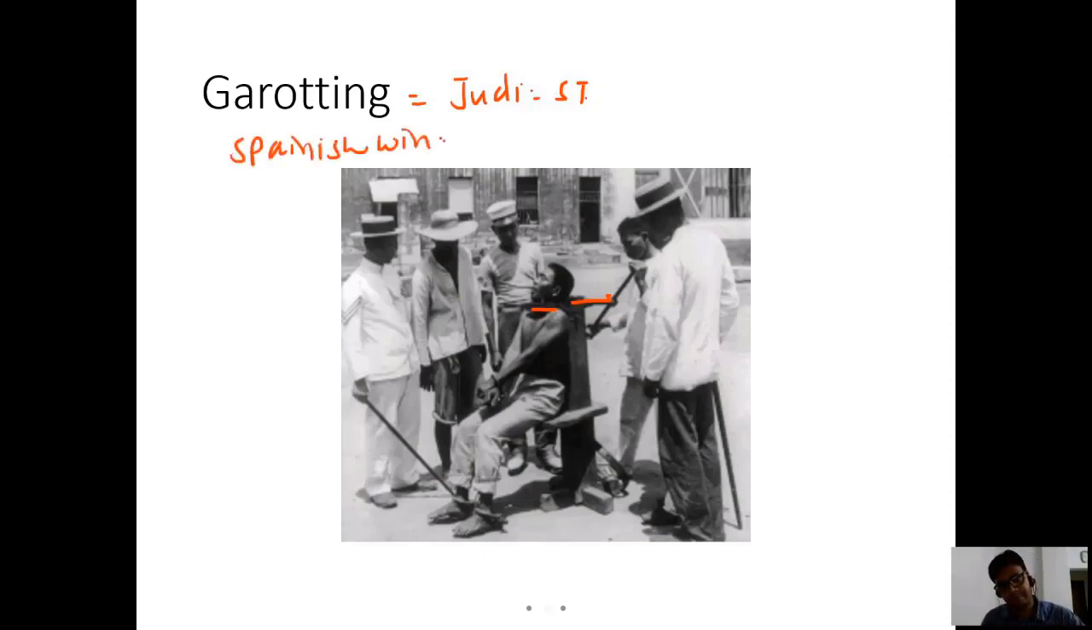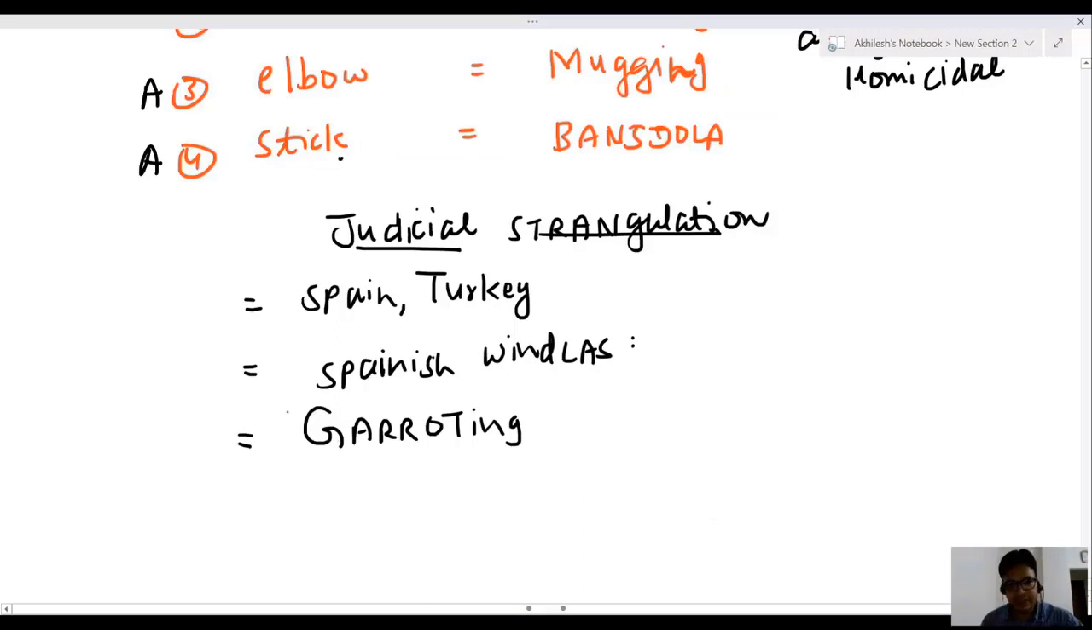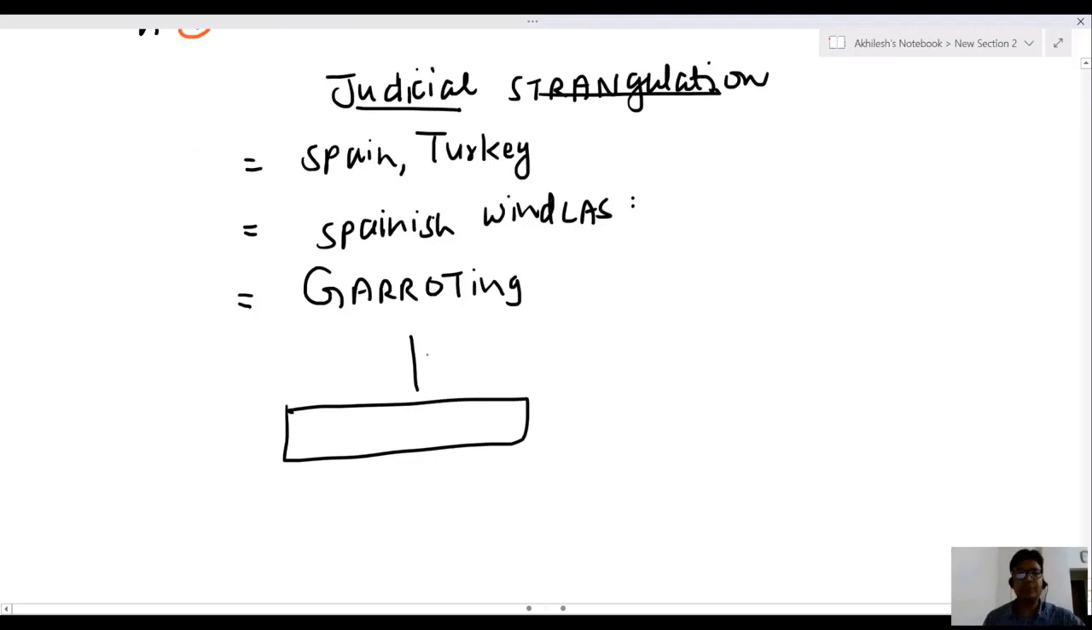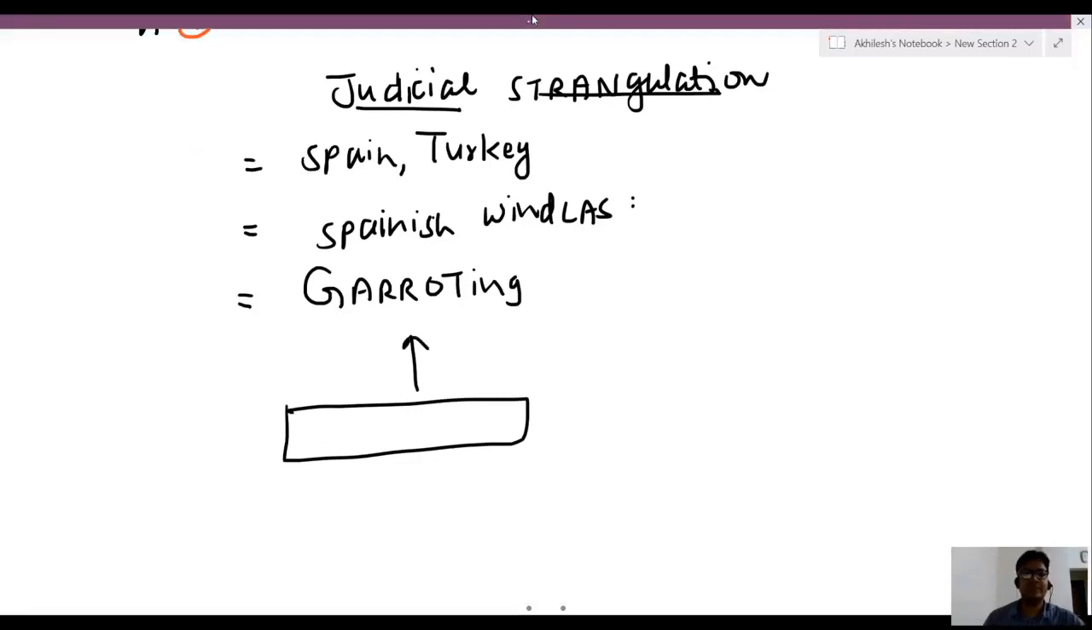And observe, this is judicial. This is also homicidal. Every judicial method is also homicidal, because you are killing a person. But why do we use the word judicial first? Because it is mainly judicial. Criminals are killed by this method. This is judicial strangulation method, that is garroting.